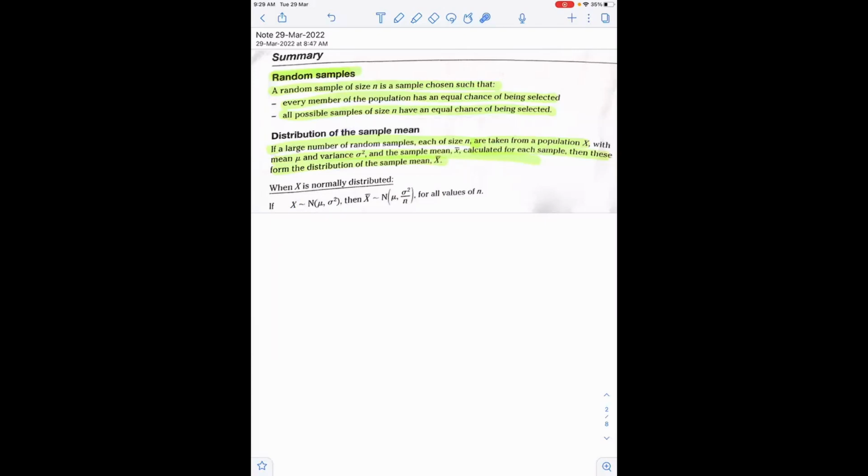If X is normally distributed, then irrespective of the sample size, the distribution of the sample mean will also be normally distributed. The mean will be the same, and the variance will be divided by n. Is this point clear? Yeah. So if every X value is normally distributed, the sample mean will also be normally distributed.